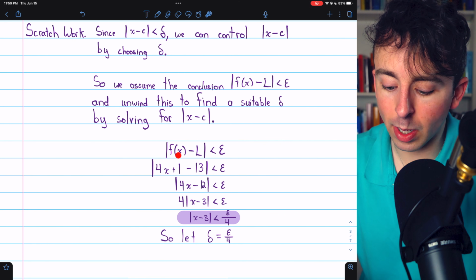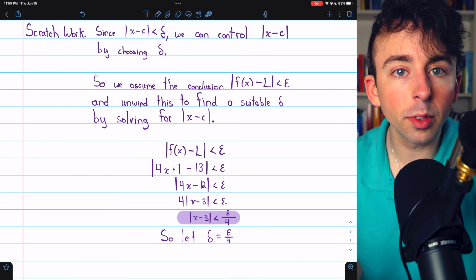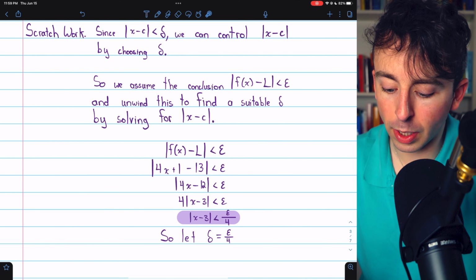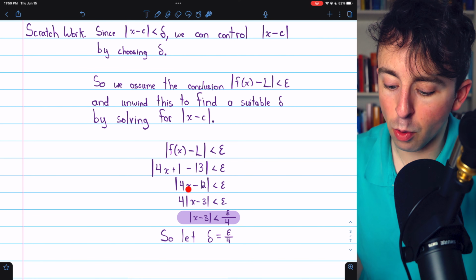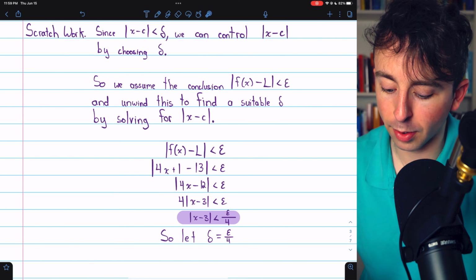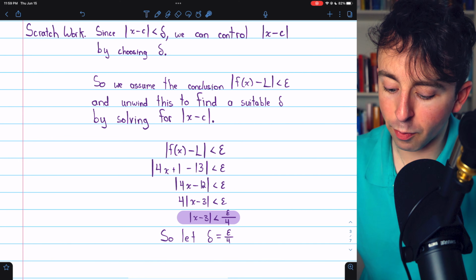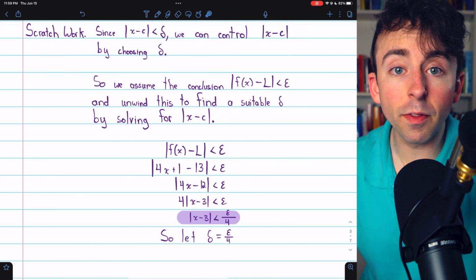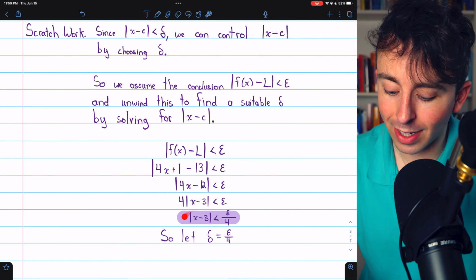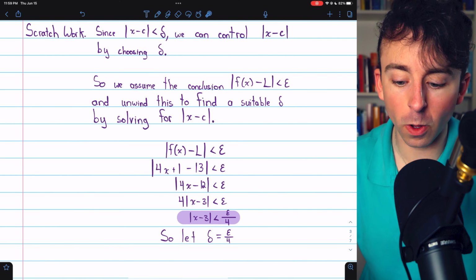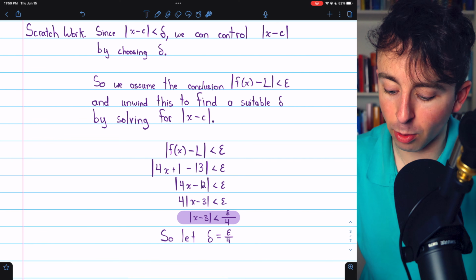We begin by assuming that our function is sufficiently close to the limit. Our function is 4x plus 1. The limit is 13. And then we can do 1 minus 13 to get that the absolute value of 4x minus 12 is less than epsilon. Pull out a 4, and we have that 4 times the absolute value of x minus 3 is less than epsilon. And then dividing by 4, we've now solved for the absolute value of x minus 3, which we can control. The absolute value of x minus 3 is less than epsilon over 4.